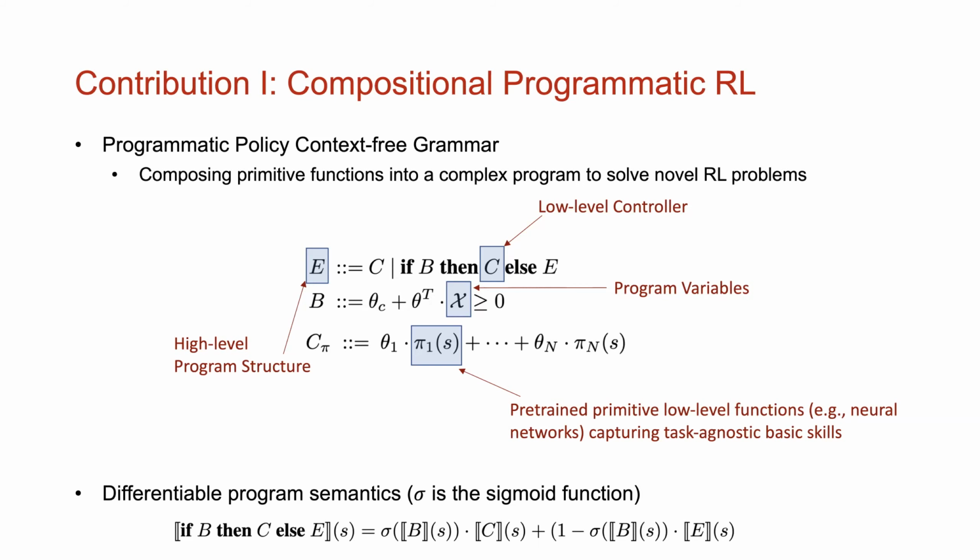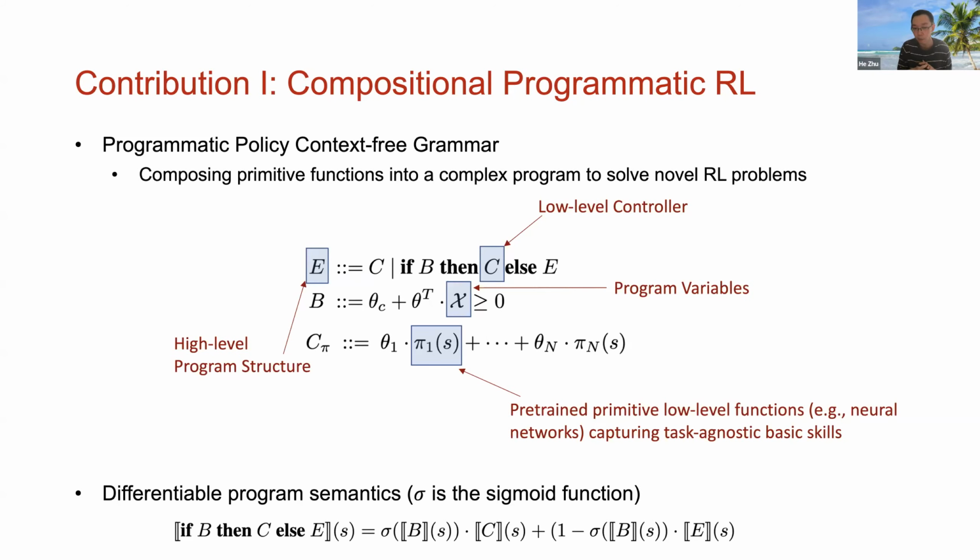I have a quick question here about the C_theta. I'm wondering, is C_theta the space from which you sample a given C? Or C_theta here is an ensemble policy. So we just ensemble pre-trained primitive functions, and theta 1, theta 2, up to theta n are parameters to be learned. So we want to learn how to combine the primitive functions together to get new behavior.